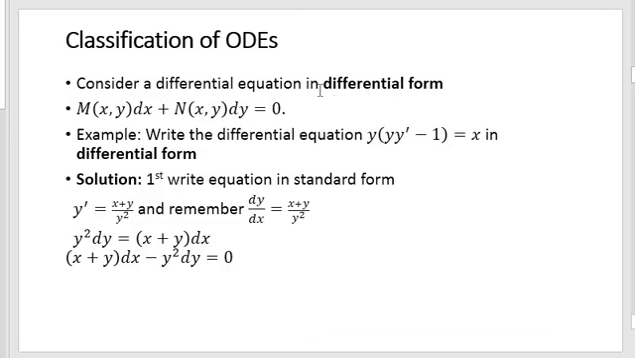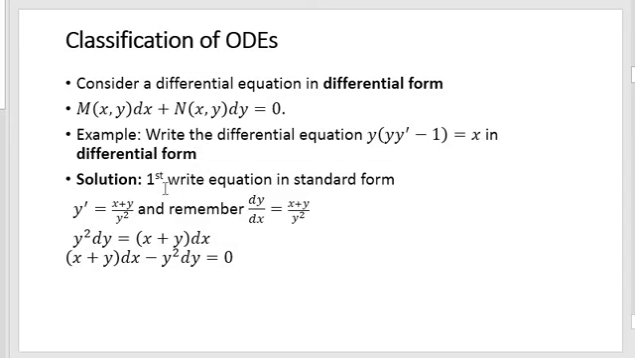Right, so the first form is the differential form. A first order differential equation can be written in differential form as M(x,y) dx plus N(x,y) dy is equal to 0. Example, let's continue with the example that we looked at on our previous slide, where we had y(y prime minus y) equals x, and we want to write this in differential form.